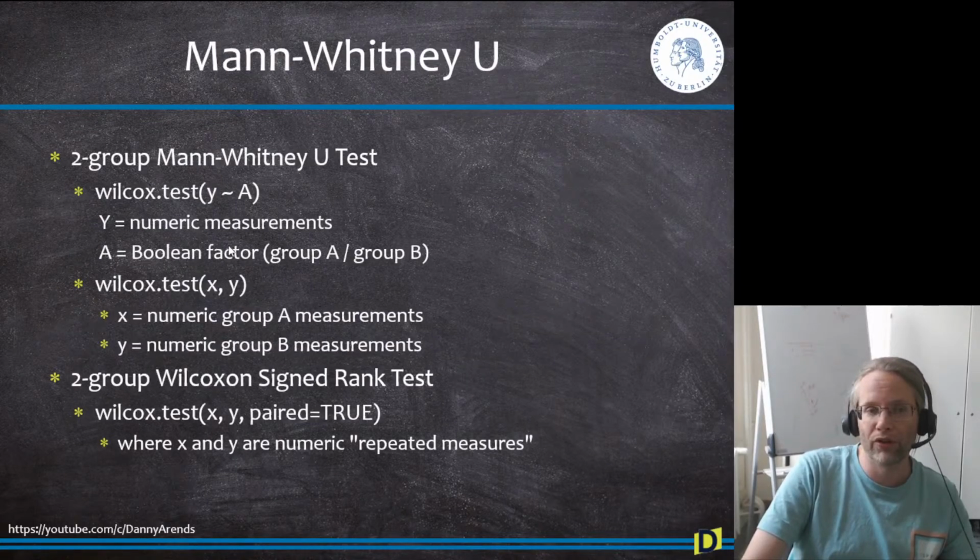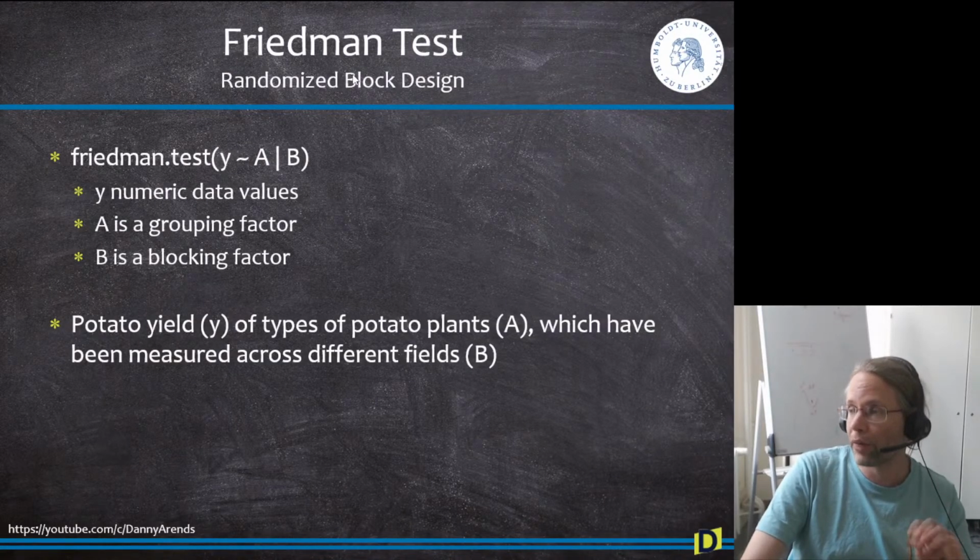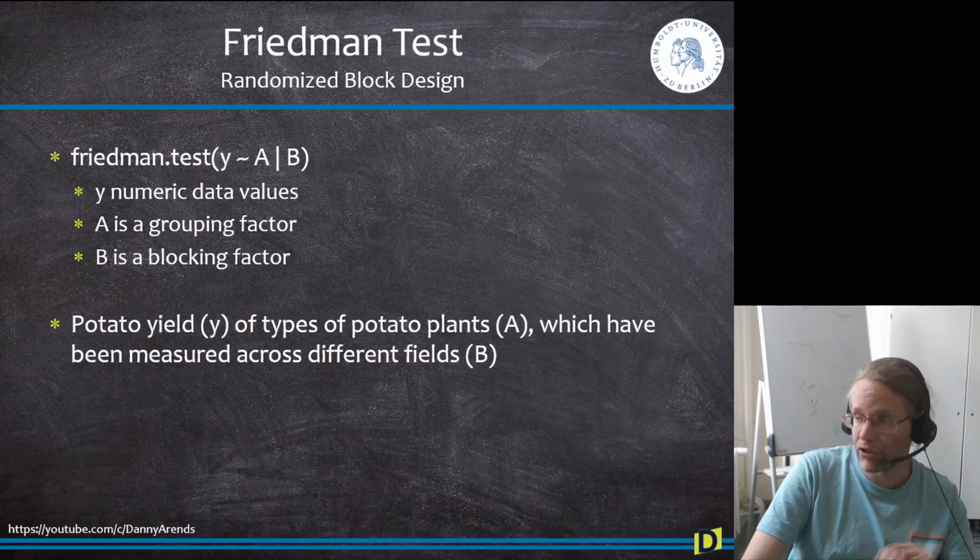Right, so all these 3 tests, the Mann-Whitney U, the Kruskal Wallis, and the Friedman test are non-parametric tests. They don't assume normality, which the t-test does.